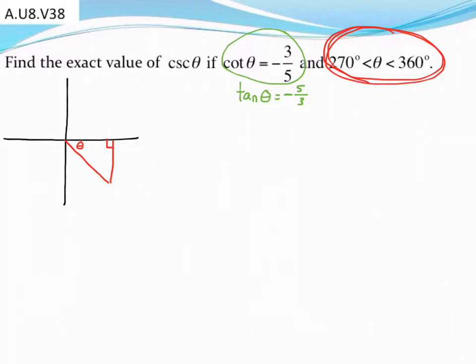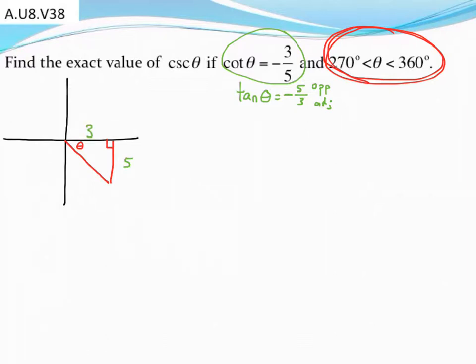Tangent, the TOA part of SOHCAHTOA, stands for the opposite over the adjacent. So one of those numbers is negative, but not both of them, but one of them is. So let's go ahead and label those, first of all, 5 and 3, and then we'll figure out which one's negative. So 5, there's my opposite side. My adjacent side is going to be 3.